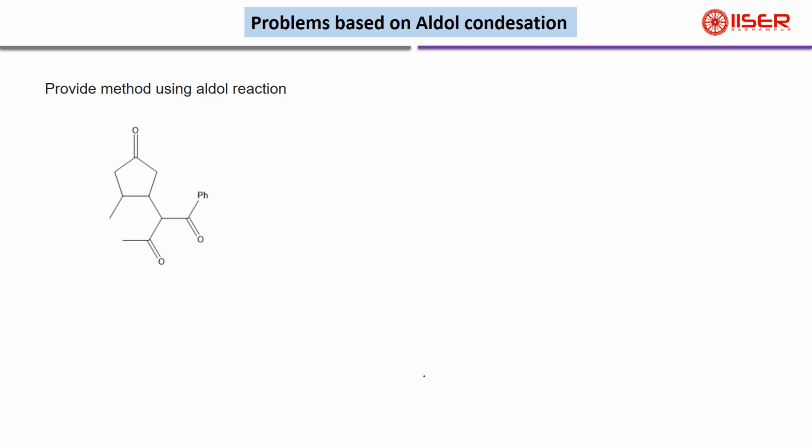Next is provide the method using aldol reaction. So you have to provide a method using aldol reaction. Now see, there is a difference. You might think that this is also a two-molecule aldehyde reaction, but it is not adjacent to the carbonyl. This carbon-carbon bond has not formed at the alpha carbon. The carbon-carbon bond has formed at the beta carbon.